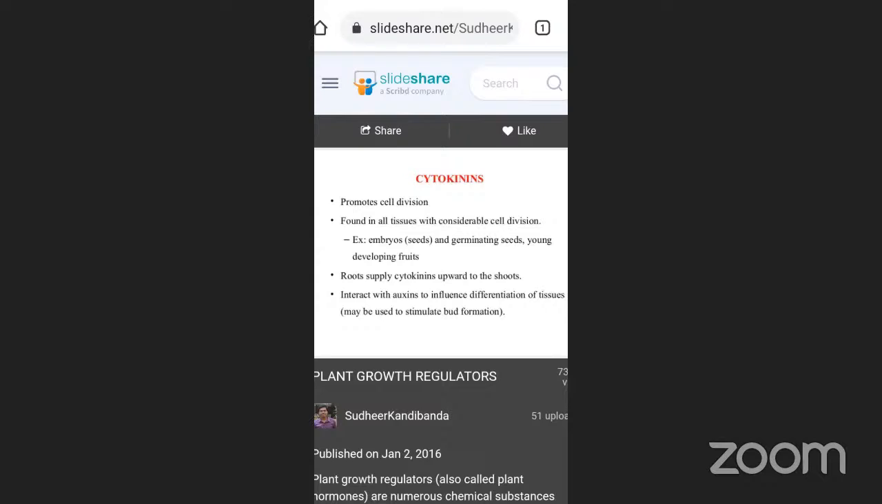Next one is delay in senescence. The aging process of plants is known as senescence. Older leaves turn yellow in color, gradually, due to the breakdown of chlorophyll, nucleic acids and proteins, and they detach from the plant. This senescence is delayed with the help of cytokinins. Another one is stomatal opening, which is also mainly promoted by cytokinins.